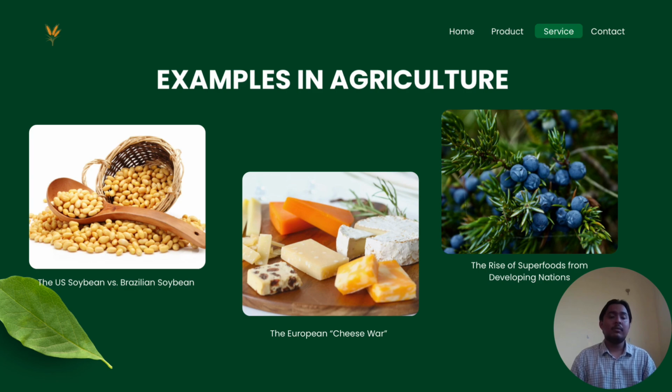So now I will talk about the two examples. The first example is the US soybean versus Brazilian soybean competition. For decades, the US was the world's top soybean exporter. Then intense competition from Brazil, which developed vast tracts of arable land and invested in research for tropical soy varieties, forced American farmers to become drastically more efficient and lobby for better trade deals to maintain their market share, particularly with China. The second example is the European cheese war.